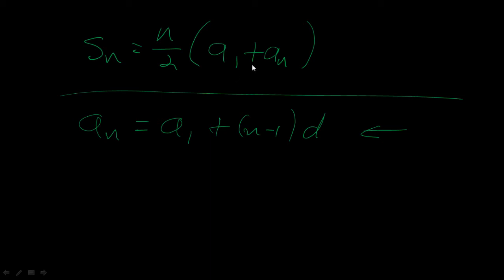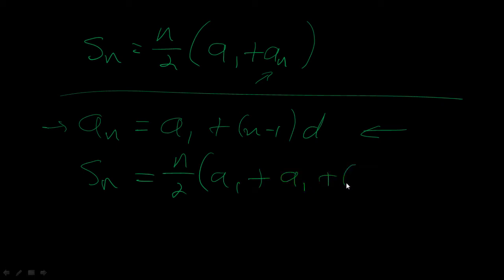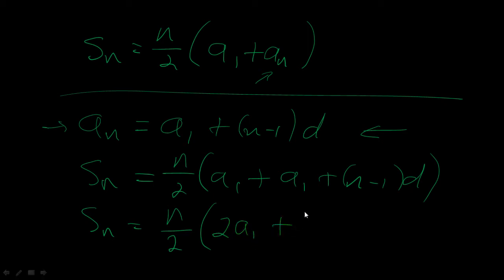In other words, we substitute AN with this value of AN, and then we reach Sn equal to n over 2 times A1 plus n minus 1 multiplied by the common difference, which is D. And if we simplify this equation again, we find that this arithmetic series is given by n over 2 times 2A1 plus n minus 1 times D. In other words, if the arithmetic progression consists of n terms, this will be the value of the nth term.